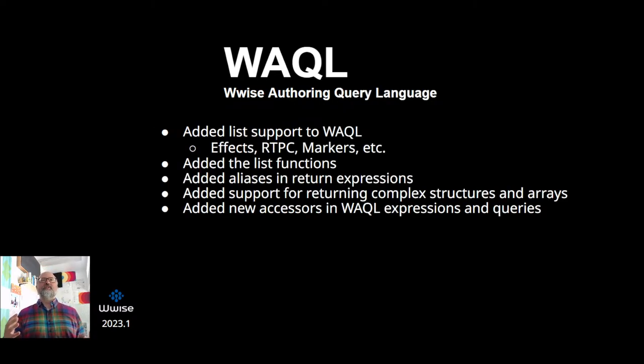And working in conjunction with WAAPI is the Wwise Authoring Query Language, or WAQL. And in 2023.1, we've added list support, list functions, aliases in return expressions, support for returning complex structures and arrays, and new accessors in WAQL expressions in queries. And all of this adds up to more ways to get information about your Wwise project that can be used to extend your development pipeline. So stay tuned for a series of articles on the AK blog that will cover these changes in depth.